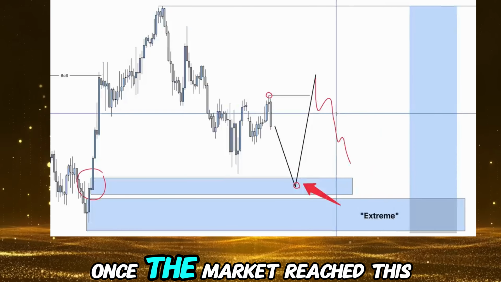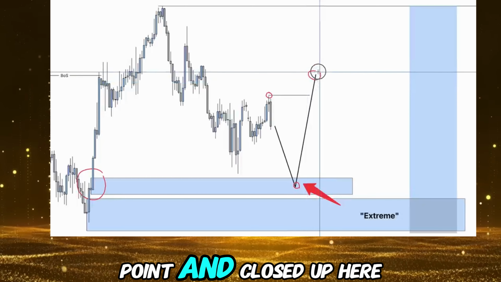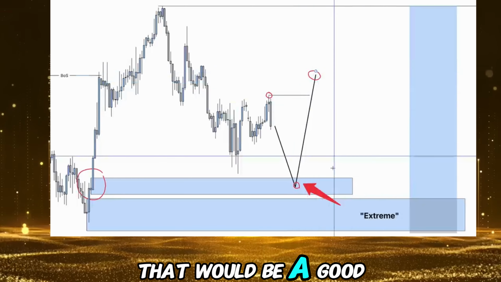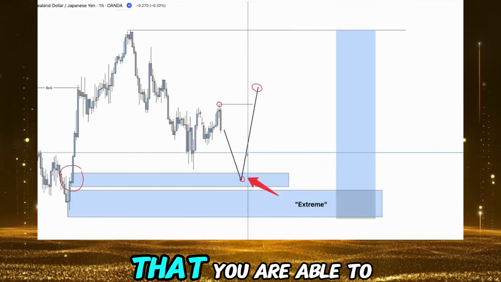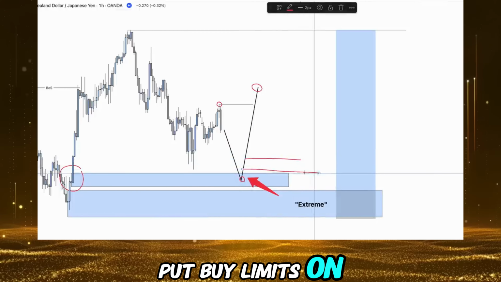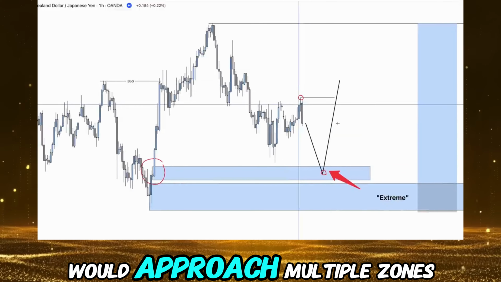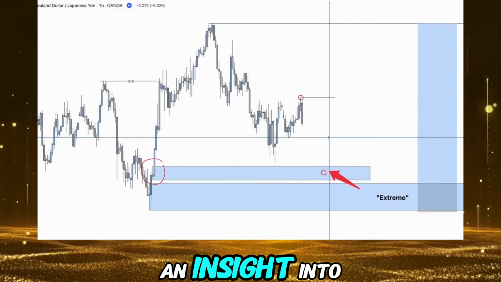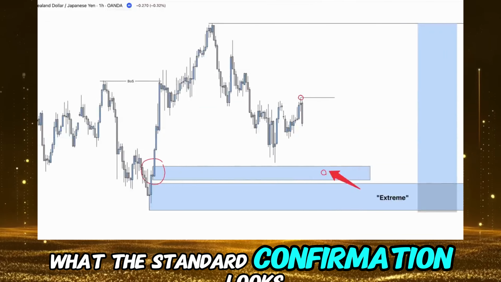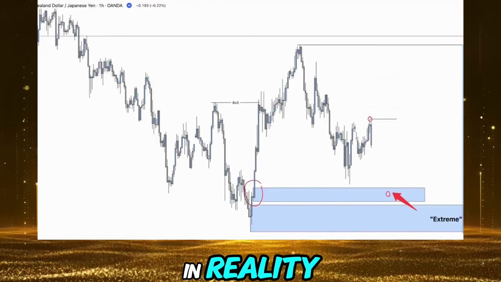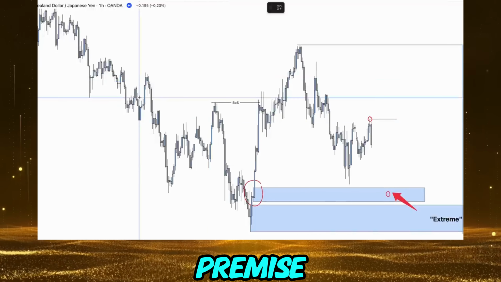So once the market reached this point and closed up here, that would be a good time to confirm that you are able to put buy limits on in this area quite safely. So that is how we would approach multiple zones. Now, just to give you an insight into what the standard confirmation looks like in reality, let's just take a look at how we found the premise for this trade.